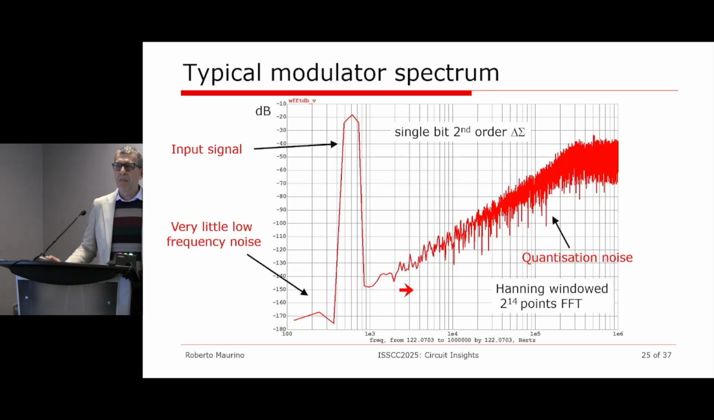So this is an example of a spectrum of a single bit second order sigma delta. So here you can see that this is our input tone that's coming out of the modulator, and you can see that at low frequency there is very little noise content, and then it grows as we move away from DC, which is our bandwidth of interest here.